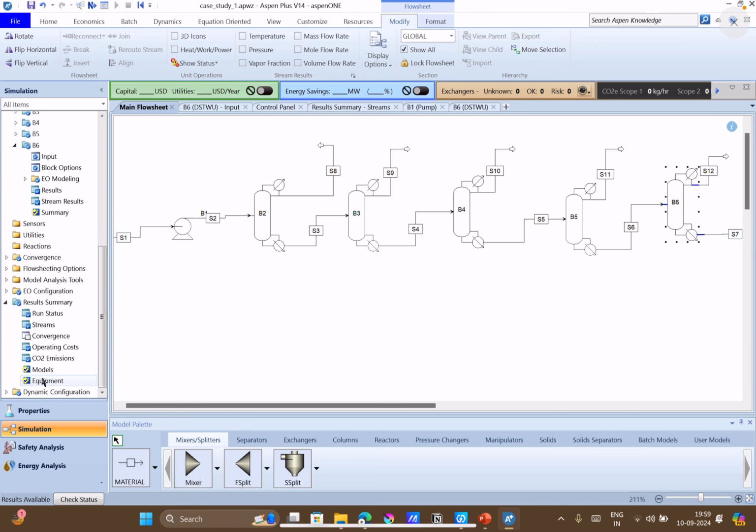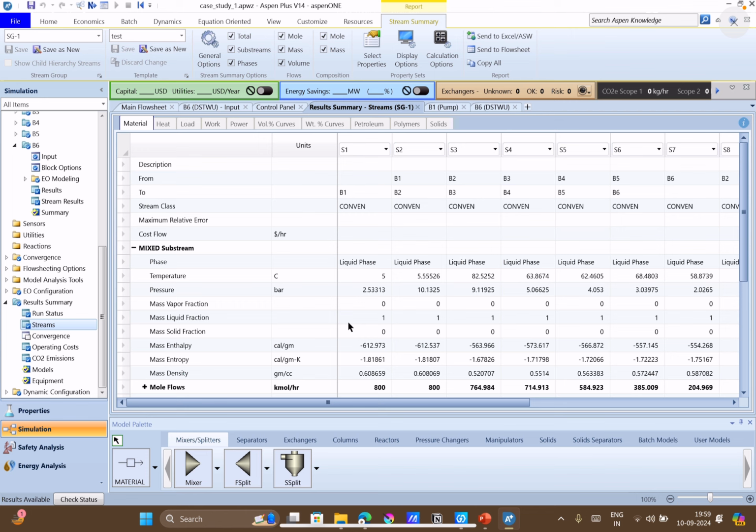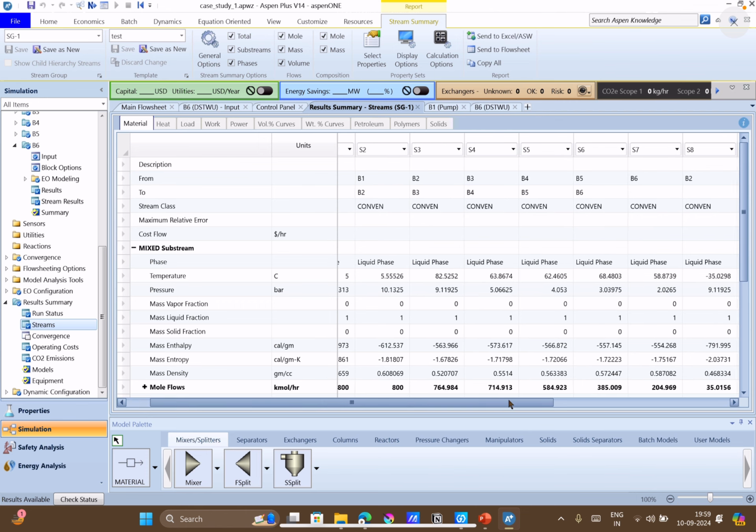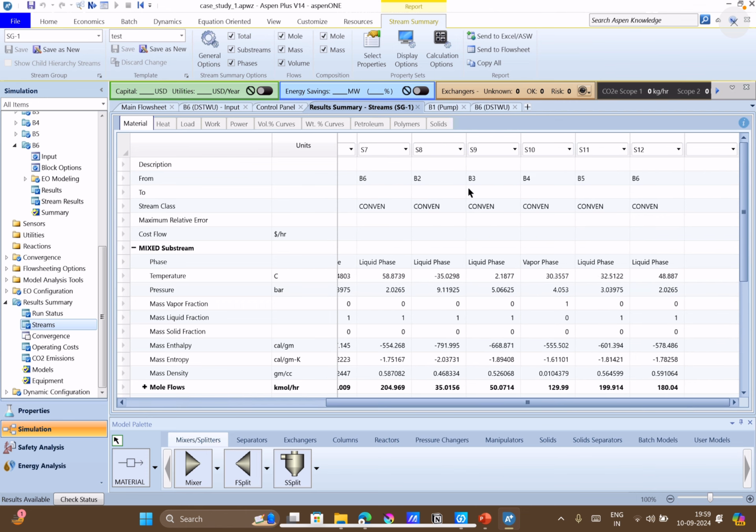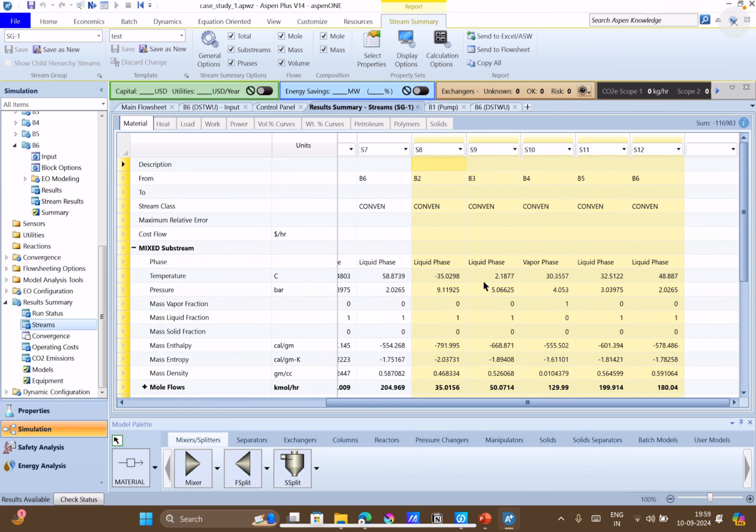And in the stream results, what are we interested in? We are interested in S8, S9, 10, 11 and 12, all the top part. So in the stream summary, this is the part that we are interested in, from S8 to S12.